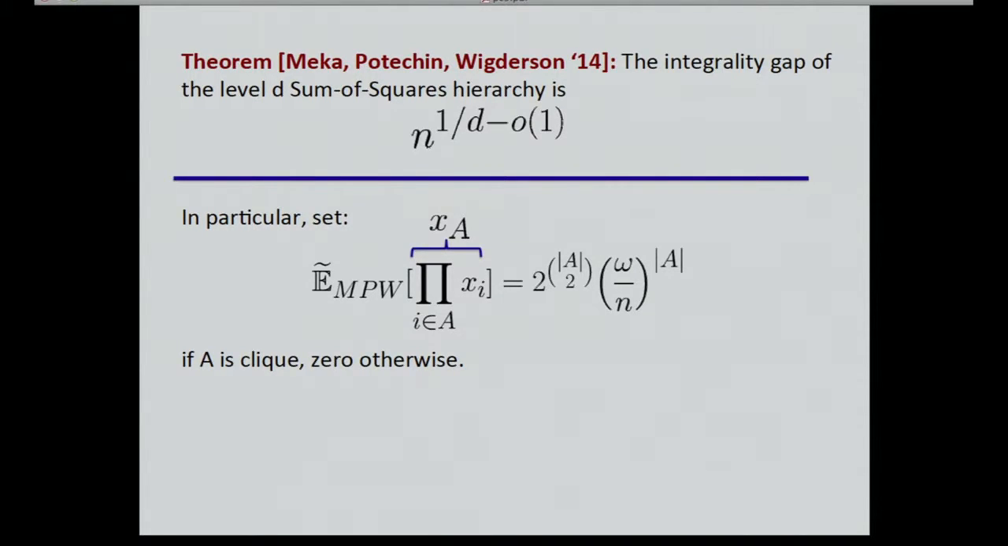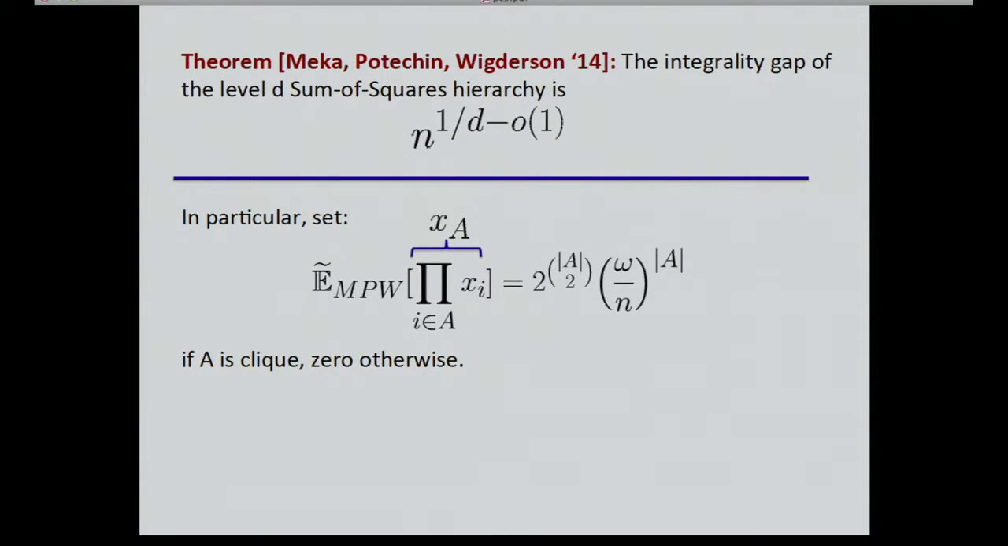Let me tell you about what their pseudo-expectation operator is. So what they do is the following. Well, the pseudo-expectation operator is linear. Let's first consider it just on monomials. I'll use the notation x sub A to denote the product of x_i over all i in A. And what the MPW moments do, you can ignore this constant, it's not really important, is if A is a clique, they set it to omega over n to the size of A.